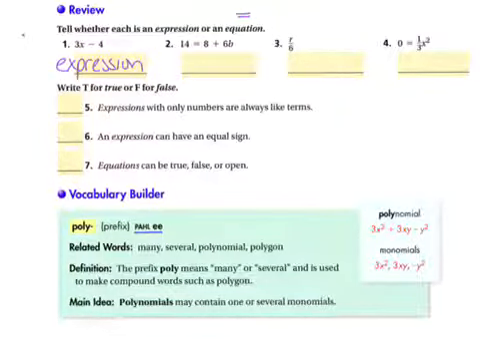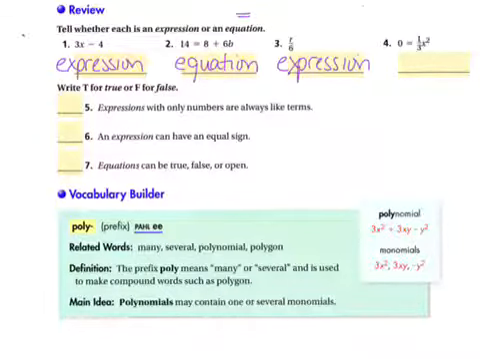Problem number 2 does have an equal sign, so it's an equation. Number 3 does not have an equal sign, so it's an expression. Problem number 4 does have an equal sign, so it's an equation. Expressions with only numbers are always like terms. Well, if there's only numbers, there's no variables, so they are alike.